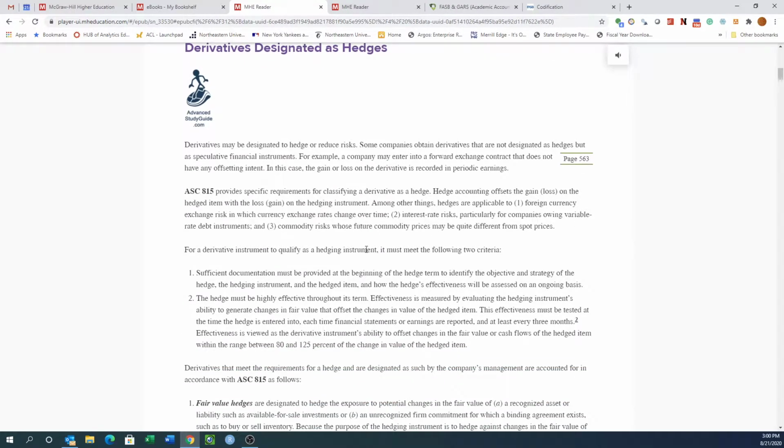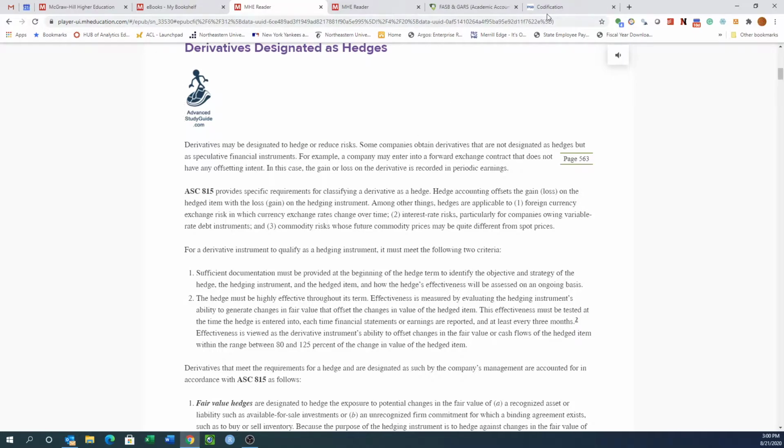And in this particular textbook, they say that for the derivative instrument to qualify as a hedging instrument, it must meet the following two criteria. And I'm sorry, these are not the two criteria for it to qualify as a hedging instrument. So the way this is written is also wholly inadequate and, in my opinion, misleading.